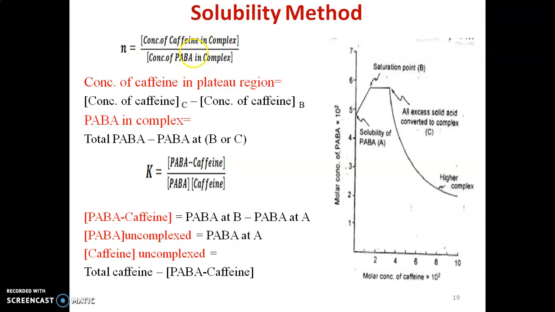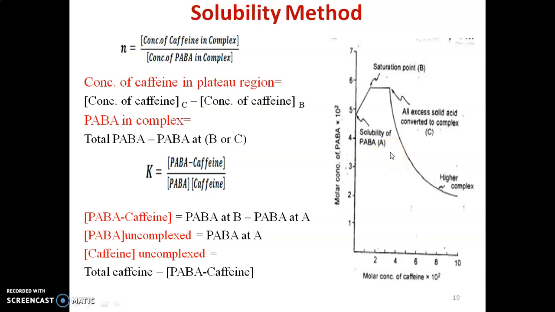Now how can we calculate these two terms of numerator and denominator? The concentration of caffeine in the plateau region can be calculated by simply subtracting the concentration of caffeine at point B from the concentration of caffeine at point C, which can be obtained from the x-axis. If we subtract these two values, we get the concentration of caffeine in the plateau region.